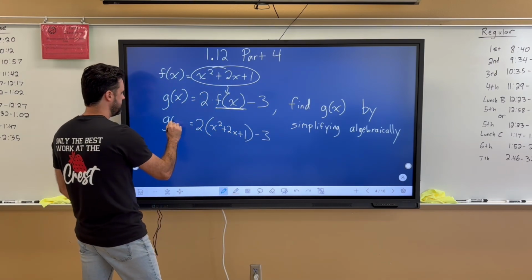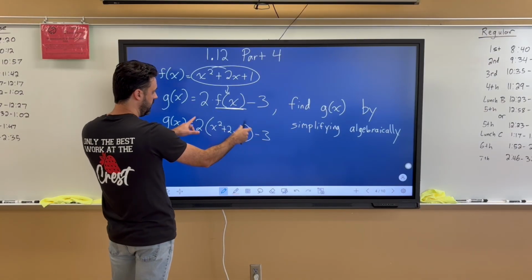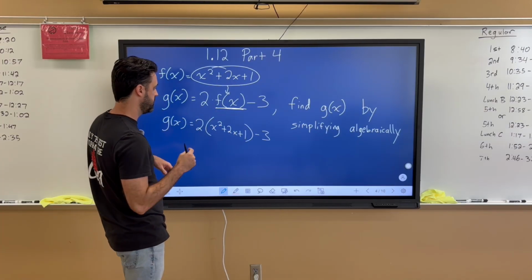All right, so g of x is still the same as it was right here. The 2 is still there. The minus 3 is still here. We're just replacing f of x with what f of x is equal to. All right, that was our first step.